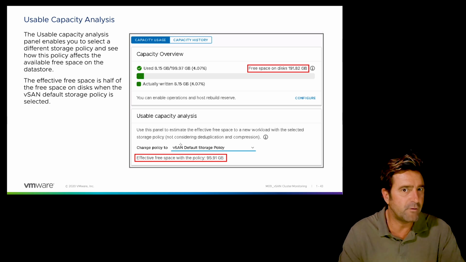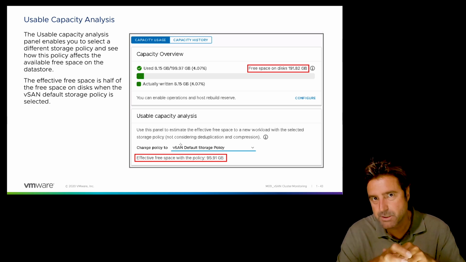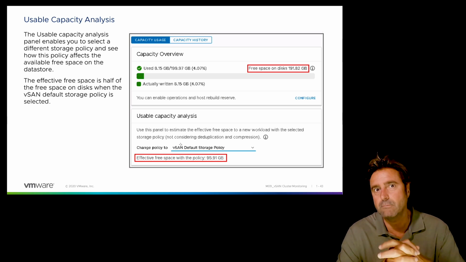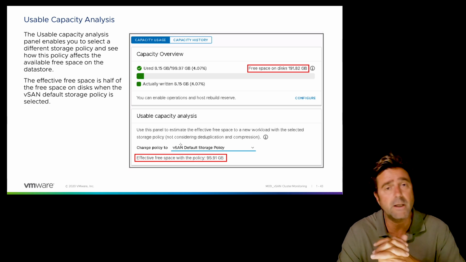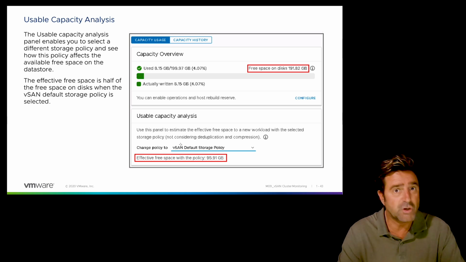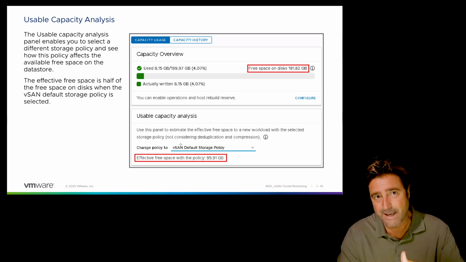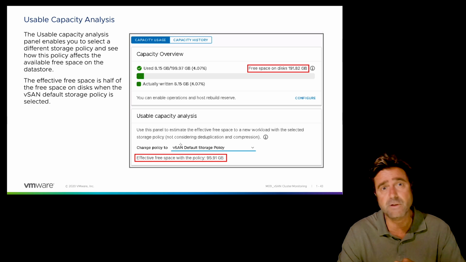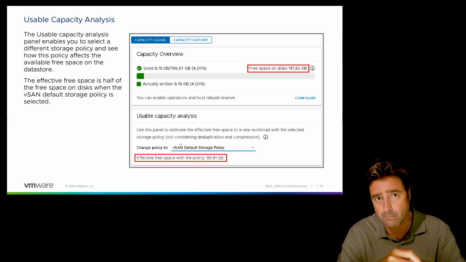Because remember, if your VM is 100 gigs, if your VM is a two-way mirror, that VM potentially could use 200 gigs. With RAID 5, you're saving 33% of the space compared to a two-way mirror. Just like, for example, RAID 6 will save you 50% of the space compared to a three-way mirror.